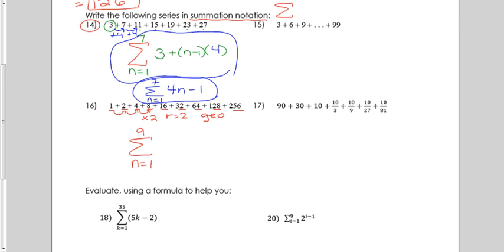And then I'm plugging into my formula for geometric. The first term is 1. The common ratio is 2, and that was raised to the n minus 1 power. So that's the formula that's on your formula sheet for a geometric sequence.